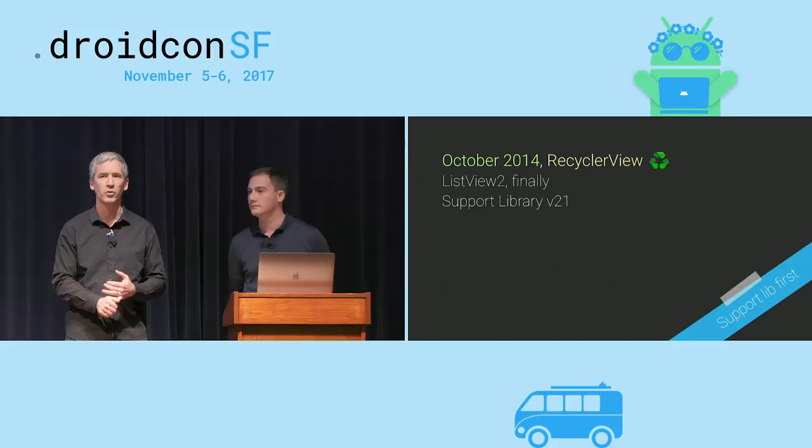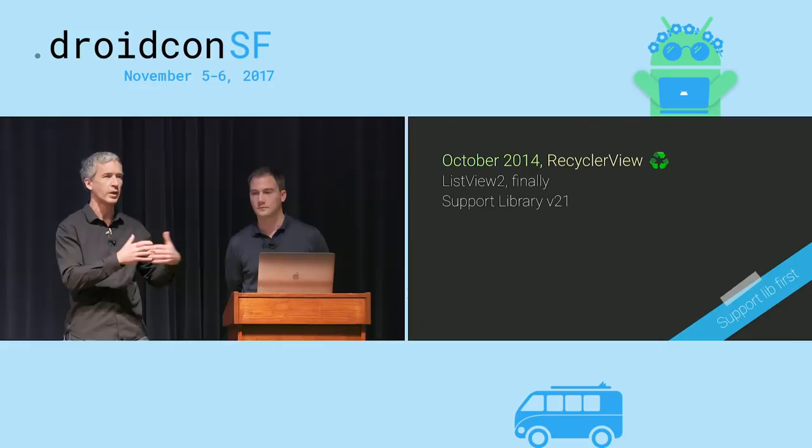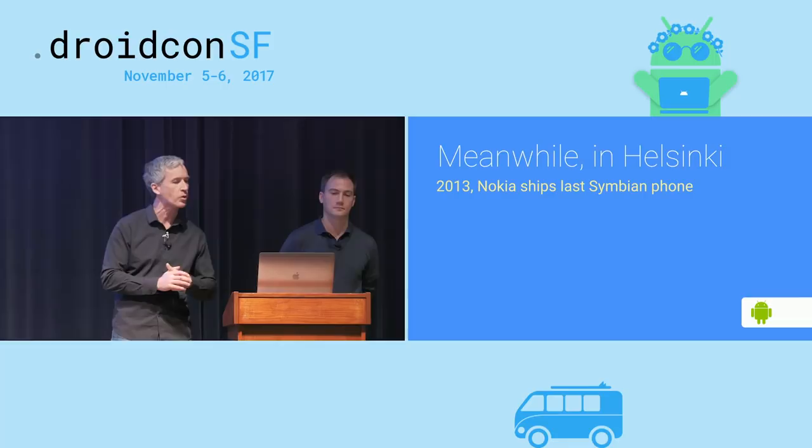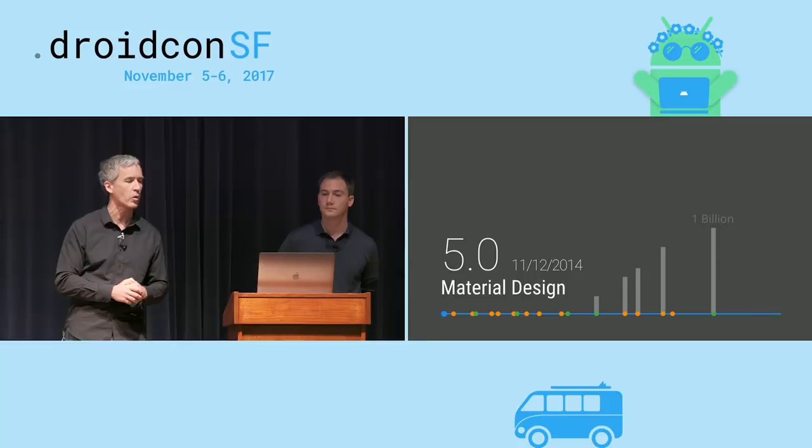We have such a robust platform already. Why do we build the APIs in there when we can just give people those APIs across previous releases as well? Meanwhile, back in Helsinki, Nokia ships the last Symbian-based phone. And material design is introduced as part of the Lollipop release.